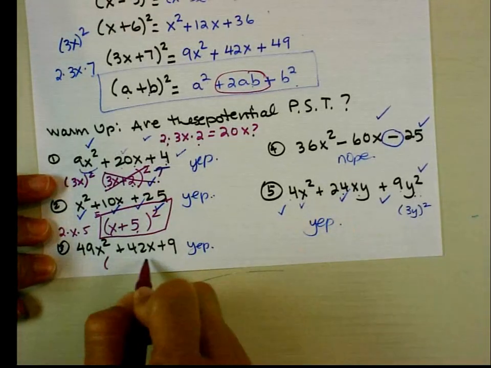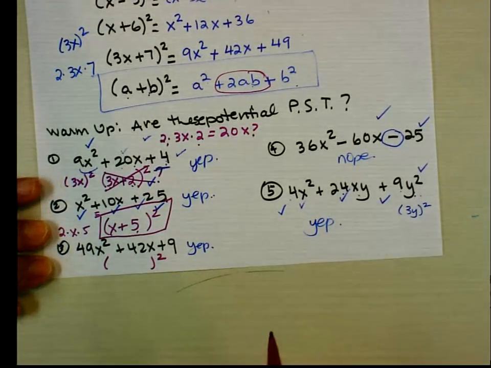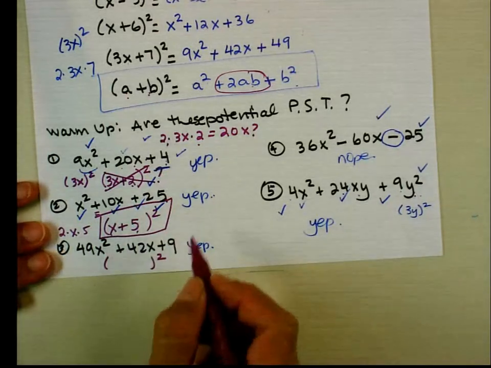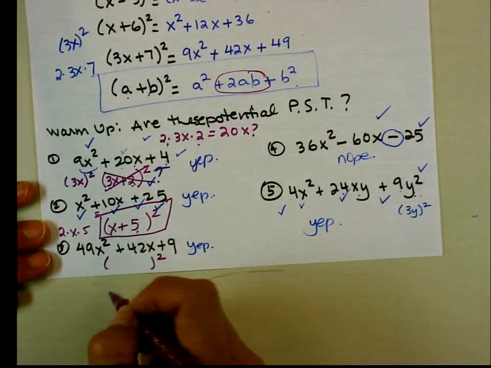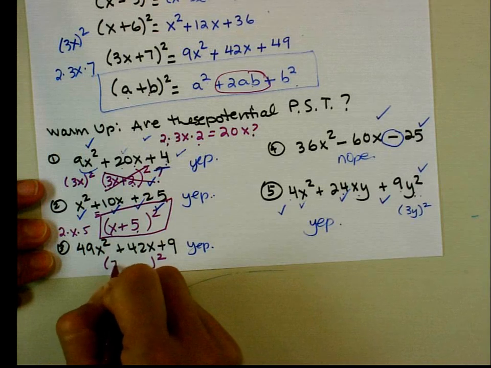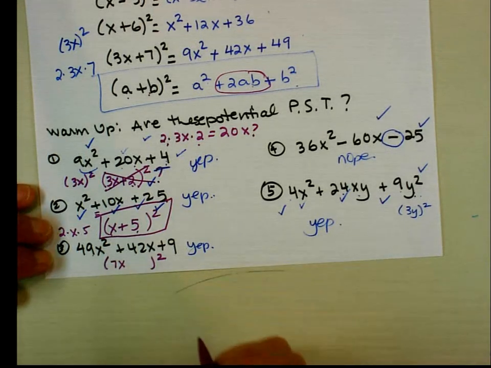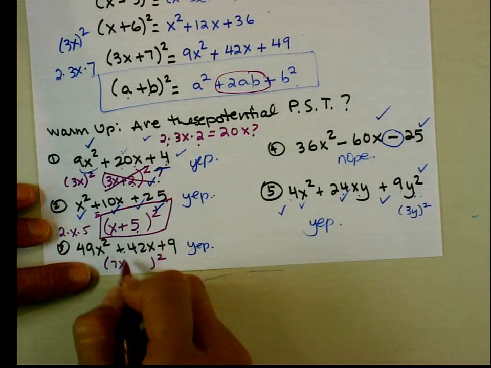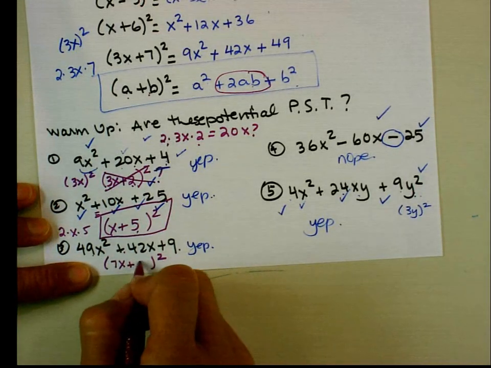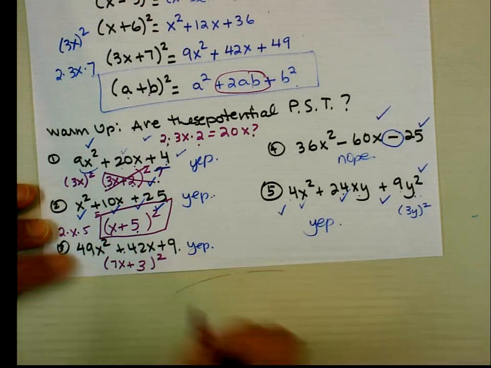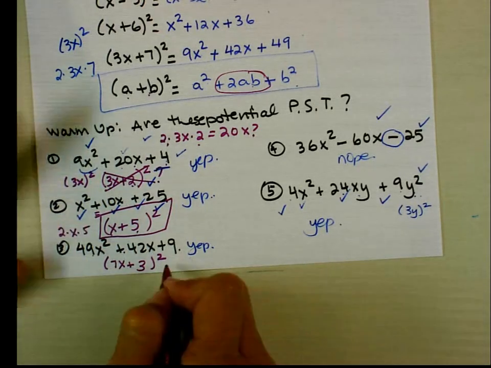Okay. What's going to go in my binomial squared down here? 49x squared. What is that as one term squared? Right? 7x. If I square that whole thing, I get the 49x squared. And then, all right, a plus again, and the square root of 9 is 3. So this is our guess.